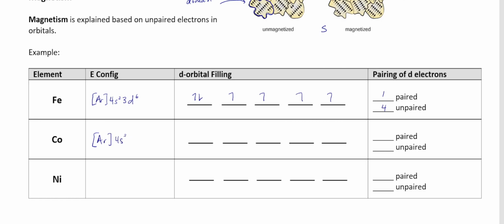Cobalt is argon 4s2. In this case, it's going to be 3d7. So it has 2 orbitals with paired electrons and then 3 unpaired electrons. So 2 paired and 3 unpaired. Nickel is argon 4s2, 3d8.